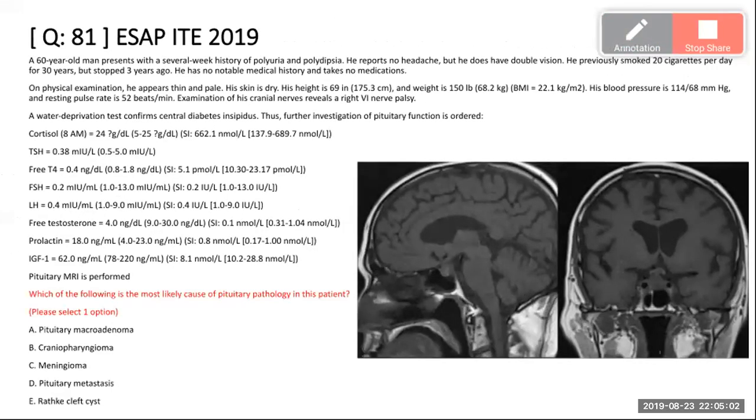Which of the following is the most likely cause of pituitary pathology in this patient? Pituitary macroadenoma, craniopharyngioma, meningioma, pituitary metastasis, or Rathke cleft cyst? D, yes, it is pituitary metastasis.